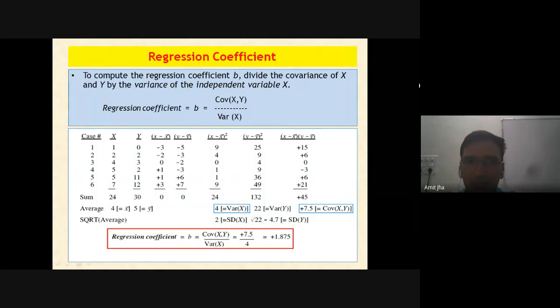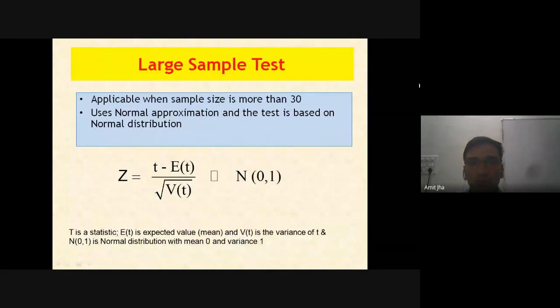Regarding the relationship between the two variables, if it is linear, then it is called correlation. But if it is a functional relationship between the two variables, it is called regression. And regression is calculated by the regression coefficient, whereas the correlation between the two variables is calculated by the correlation coefficient.